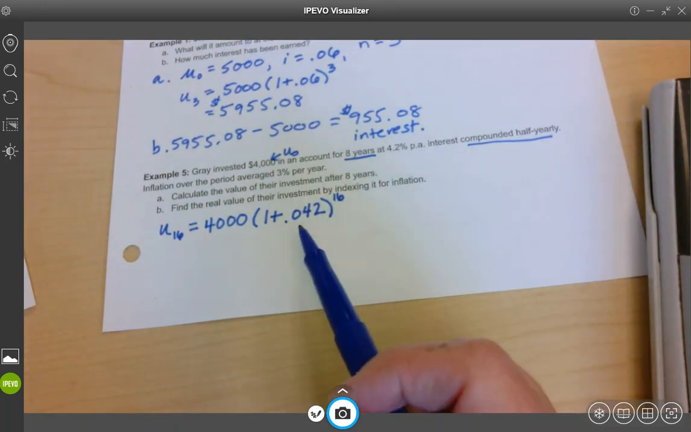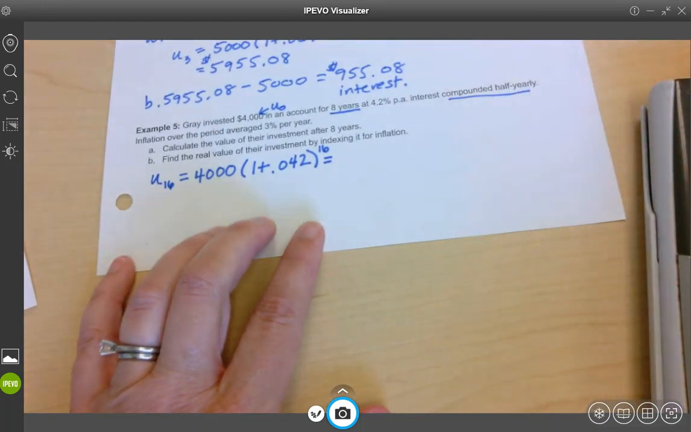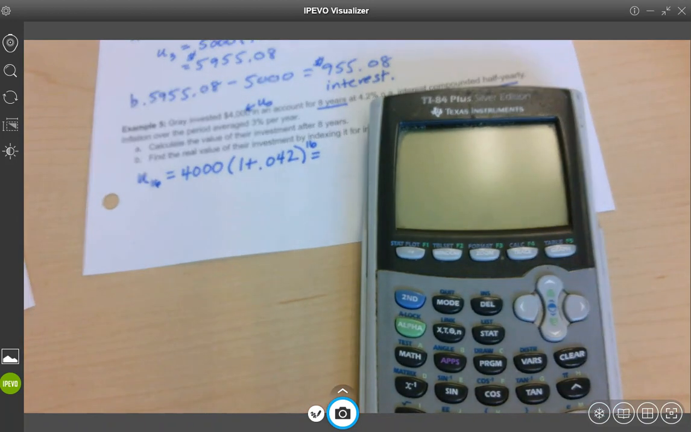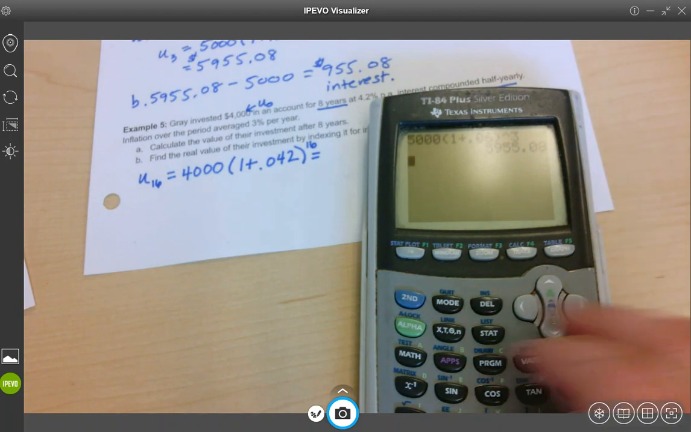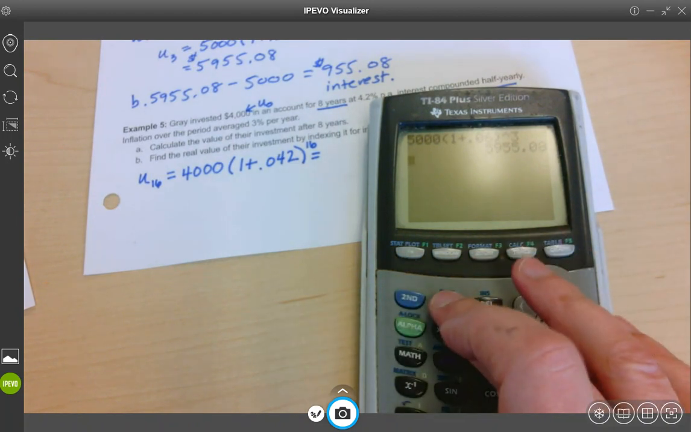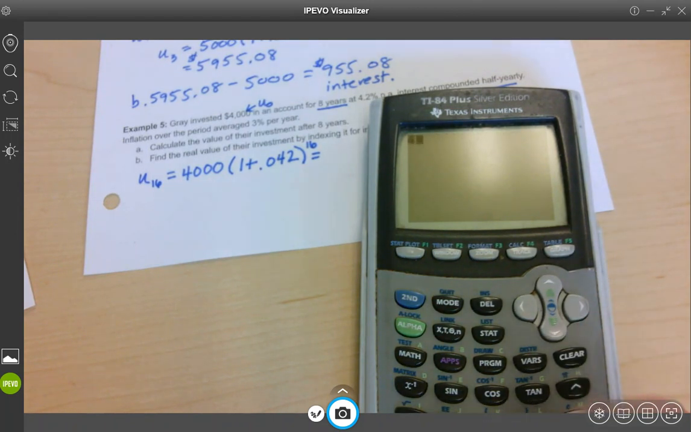All right, calculate the value of their investment after 8 years. So we need to put this into a calculator. Those of you who just grabbed your calculator, if you're on some weird screen, you can try second quit to get out of it. You can try clear if you just have numbers that you're trying to get rid of. 4,000. The parentheses are above the 8 and 9. 1 plus 0.042. And then to raise to a power, that's below the clear. It's above the divide. It's this one, to the 16.